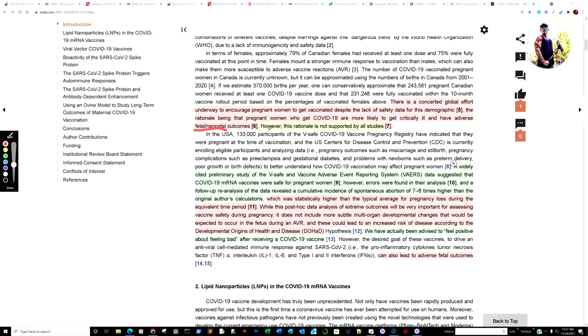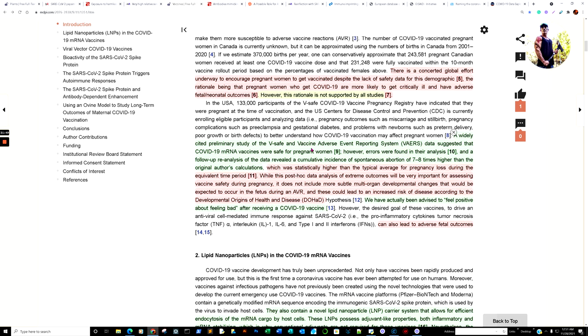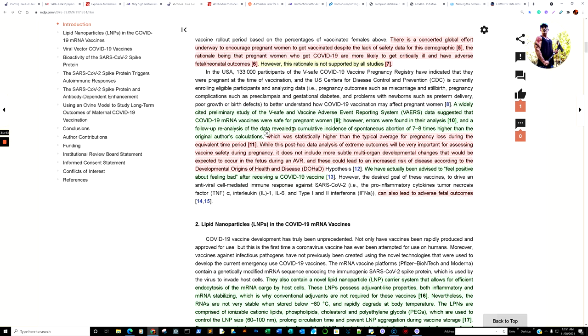However, this rationale is not supported by how many studies? All studies. A wildly excited preliminary study of the V-safe and Vaccine Adverse Event Reporting System data suggested that COVID-19 mRNA vaccines were safe for pregnant women. However, errors were found in the analysis.